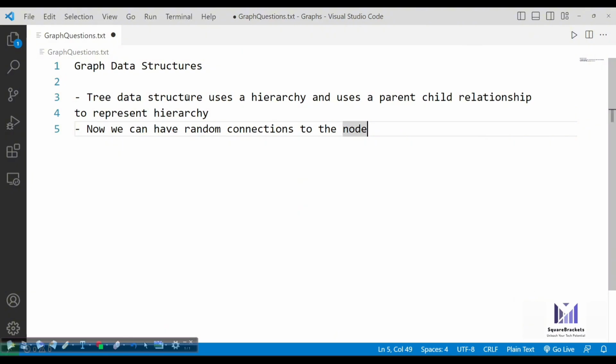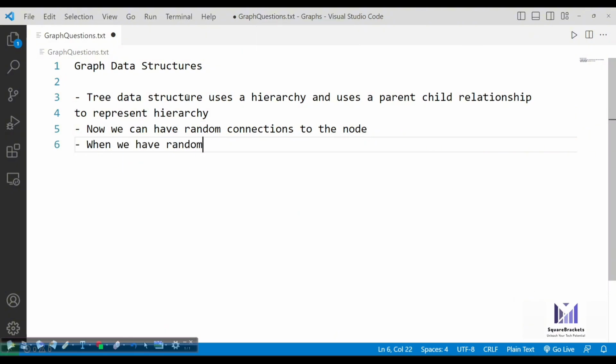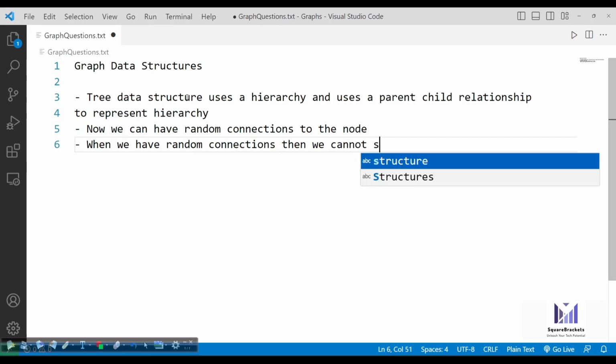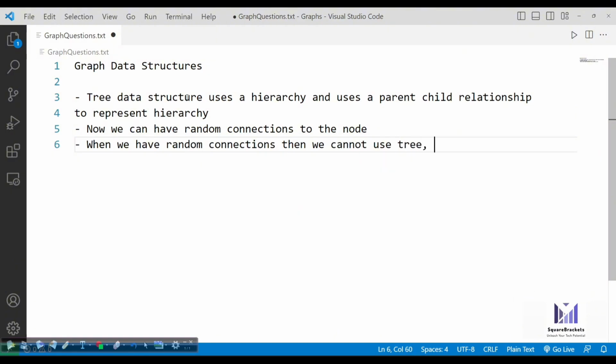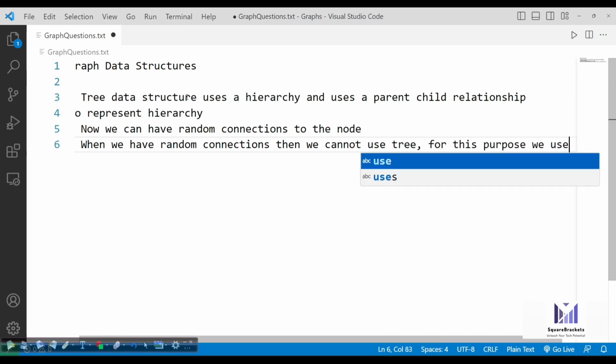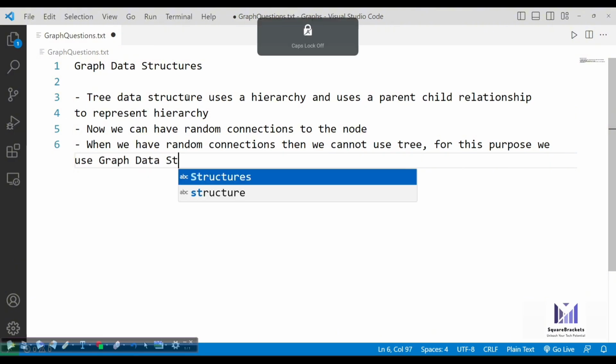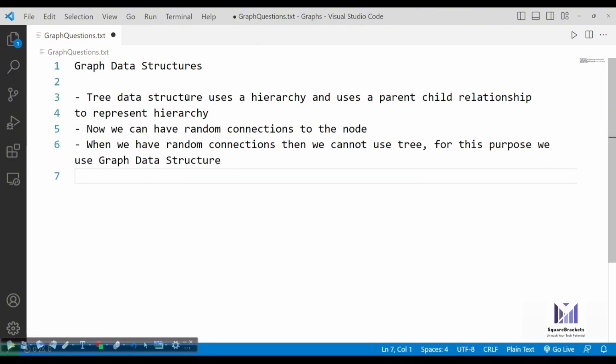Now we can have random connections to the node. So I will say when we have random connections, then we cannot use a tree. For this purpose, we use the graph data structure. All right, so this is why we have the graph data structure, because now we won't be having the parent-child relationship. Using a graph data structure, we can have connections of anybody to anybody, any node to any other node.